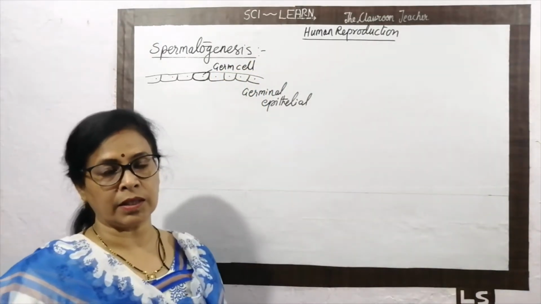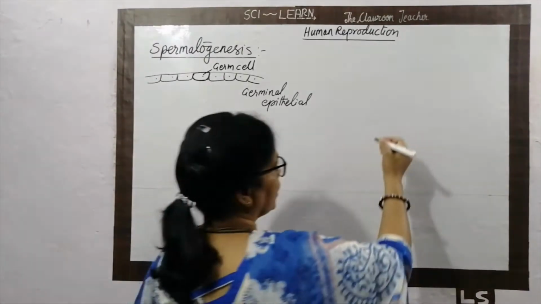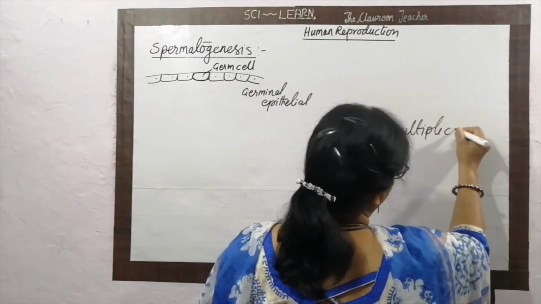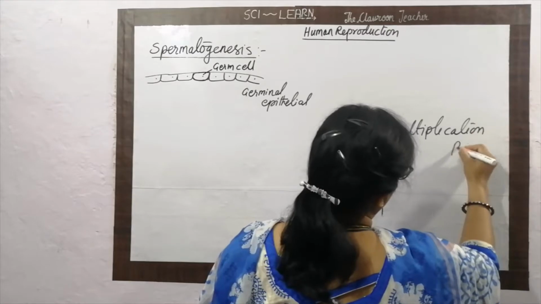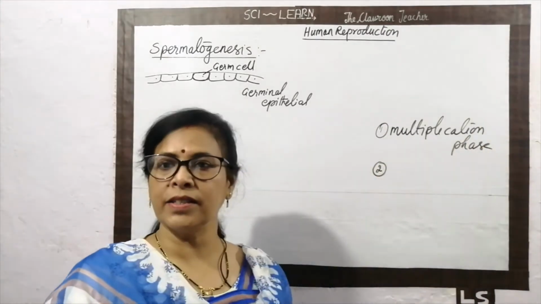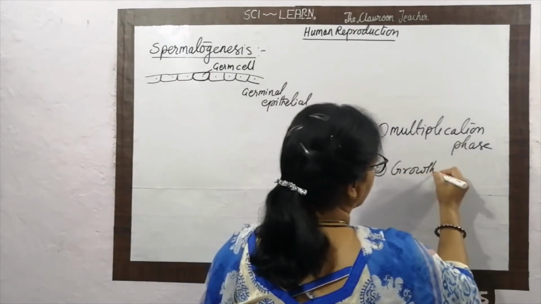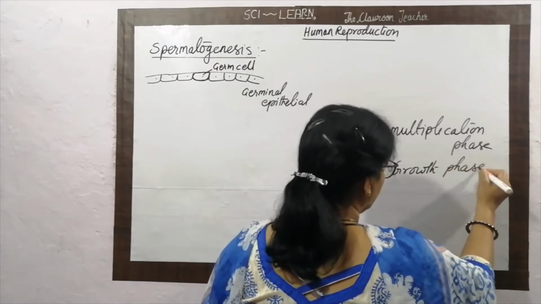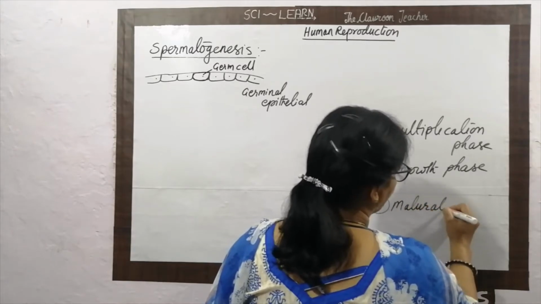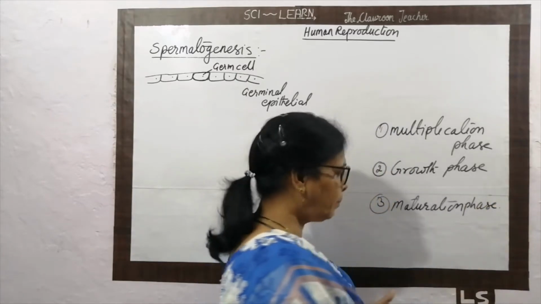As in oogenesis, the whole process is concluded in 3 steps. First is the multiplication phase. Second, as in oogenesis, is the growth phase. And third is the maturation phase.